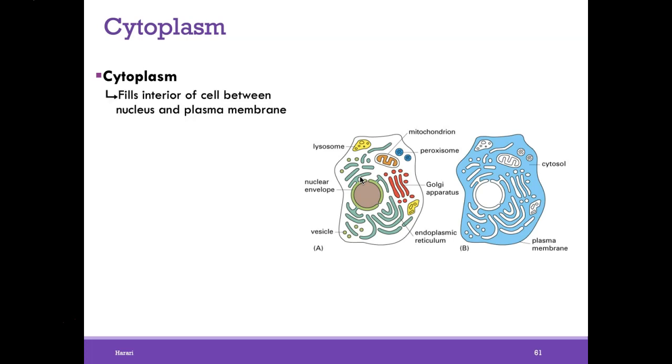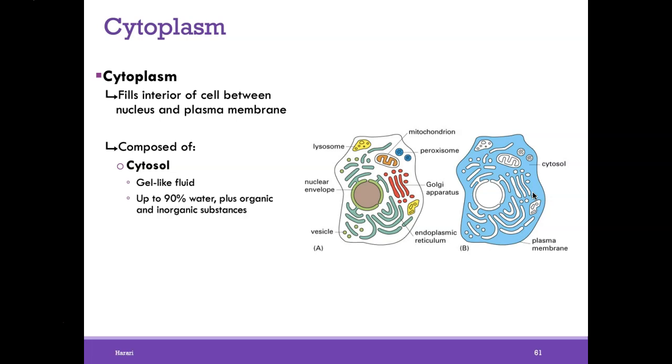The cytoplasm fills the interior of the cell between the nucleus and the plasma membrane. So the cytoplasm is mostly everything inside of the cell, and it's composed of cytosol, which is the fluid portion. The cytosol is a gel-like fluid that has salts and small proteins dissolved in it. It's mostly water. So the cytosol is the blue part. The rest of the cytoplasm consists of organelles. And the organelles perform specific functions.